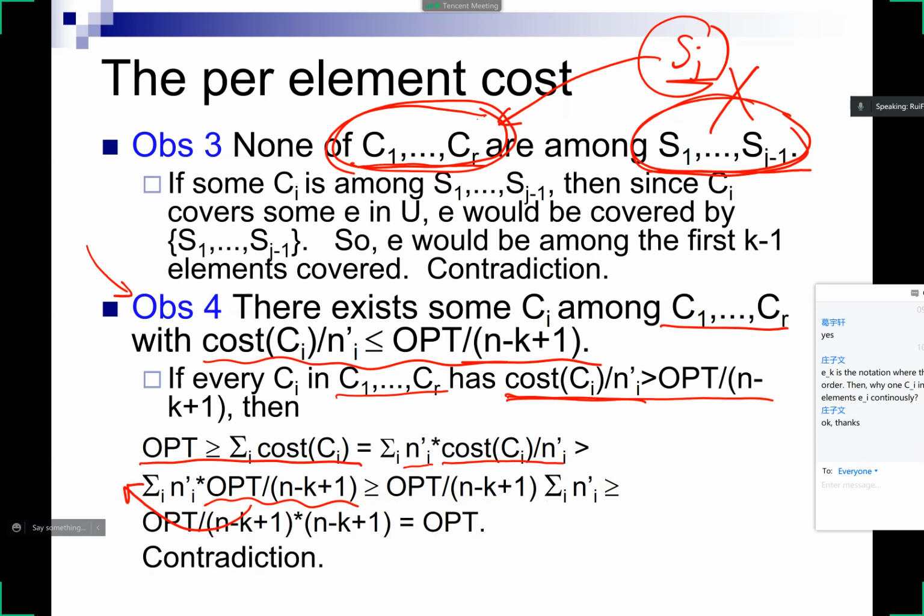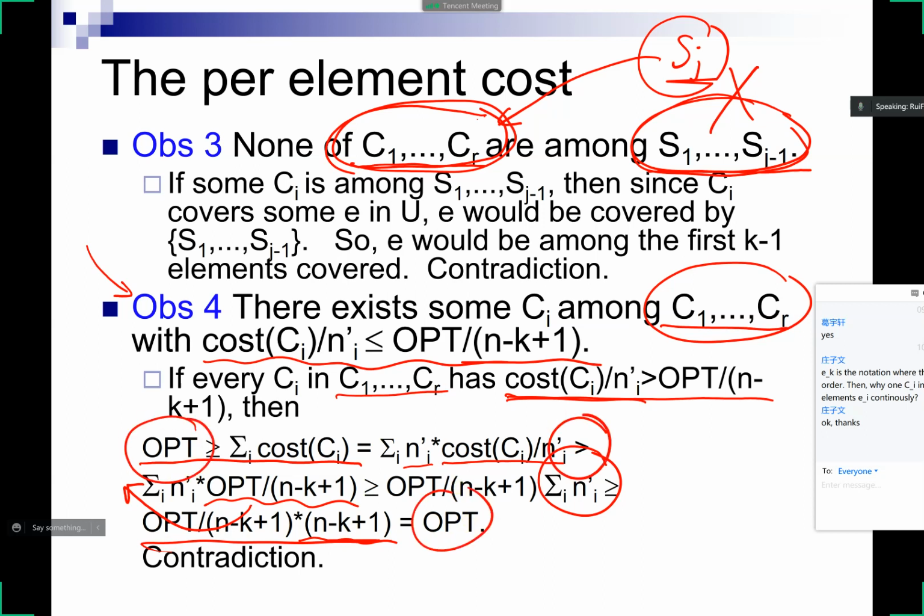Okay, and now our first observation was that if you add up all of these m prime i's, you get at least m minus k plus 1. And that was because these sets C cover all of the remaining elements, all the elements from ek up to en, and there are m minus k plus 1 such elements. So then this thing, of course, is equal to opt. So now we get a contradiction. We get that opt here is actually larger than itself.